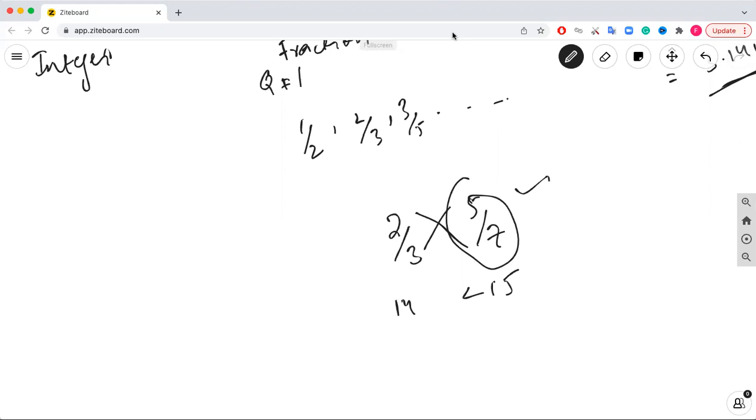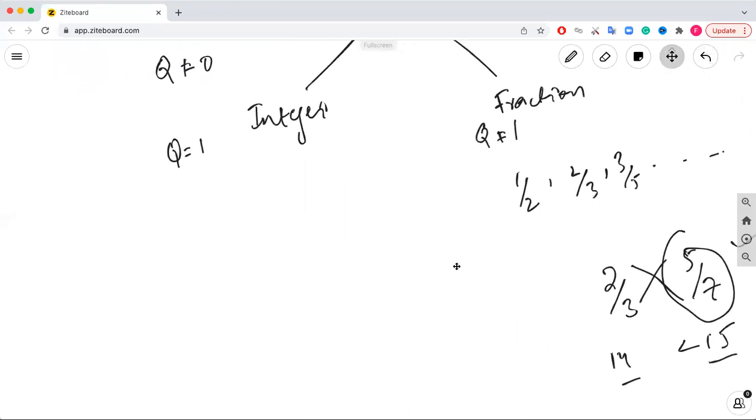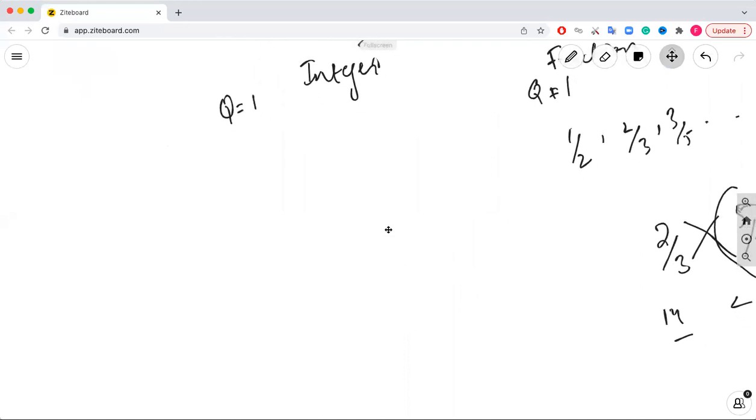Right? Whenever you are asked to compare fractions, just cross multiply those, and whichever value is greater, that fraction in actual is greater. Right? So this was about the fraction. Don't worry about these. We will discuss these in depth when we move to the fraction part.